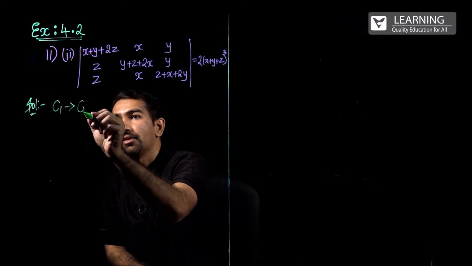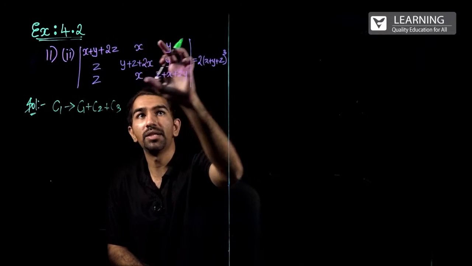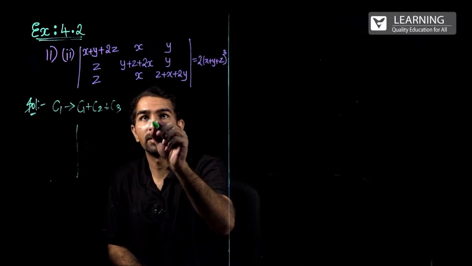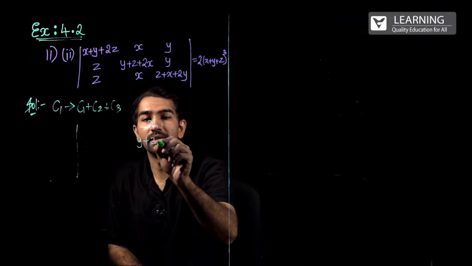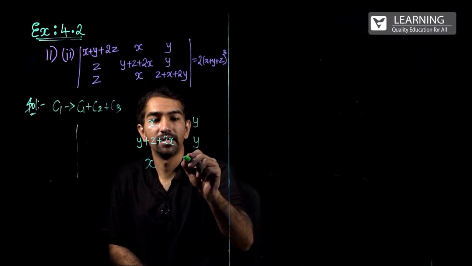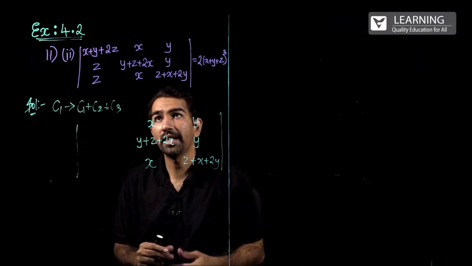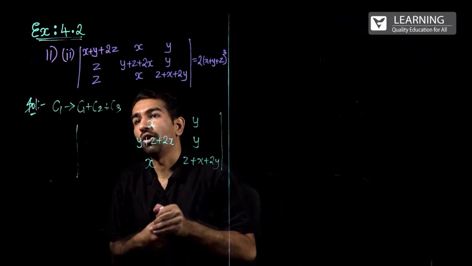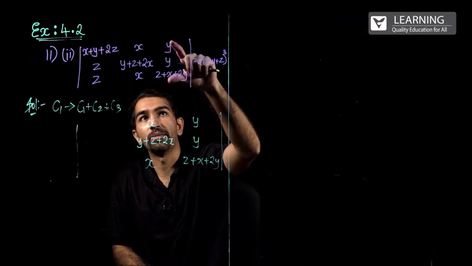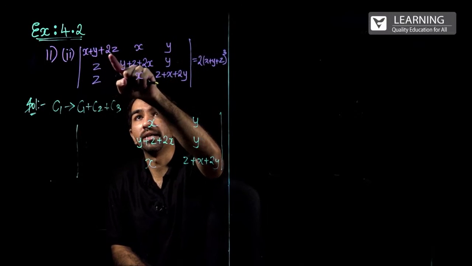Column 1 equals column 1 plus column 2 plus column 3. So we'll leave the column 1. See, C2 and C3 are unchanged. So we'll write that as it is first. So here we'll write x, y plus z plus 2x and x. So here again y, z plus x plus 2y. Correct? So now we will write the column 1. So column 1, this plus column 2, this is getting added to this, plus column 3, this is also getting added to this. So x plus x, 2x, y plus y, 2y, and this is 2z.